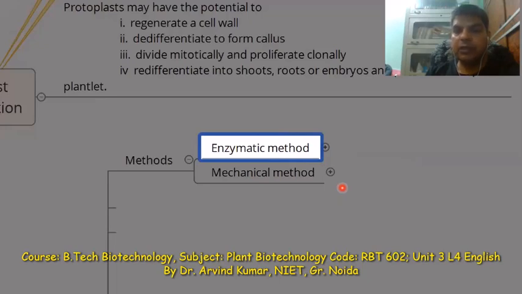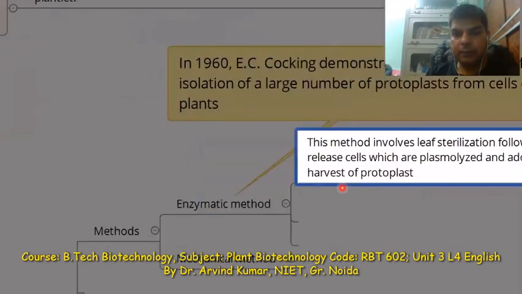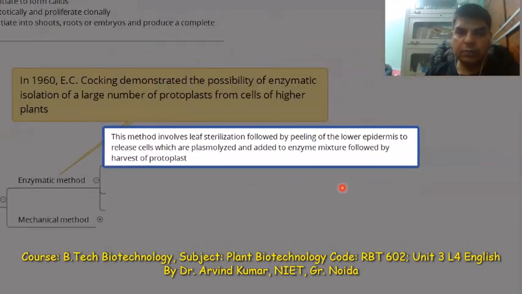The first method is the enzymatic method. It can easily be guessed that in this particular method we must be using some enzymes to isolate the protoplast. That means we are using those enzymes which remove the cell wall, or in other words, enzymes which degrade the cell wall. So let's understand how this method actually works.